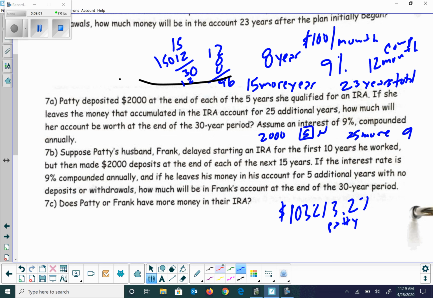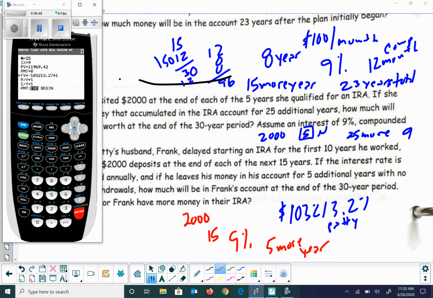All right, now it's going to talk about Patty's husband. He delayed his starting for the first 10 years he worked, so we're not doing anything. But then he made $2,000 deposits for 15 years, and the interest rate was 9%, compounded annually. If he leaves the money in the account for an additional 5 years, okay, so he didn't put anything in for 10 years, which we're not counting. He's doing 2,000 a year for 15 years at 9%, and then he's going to do 5 more years on that money. Okay, so we can go ahead and do this.